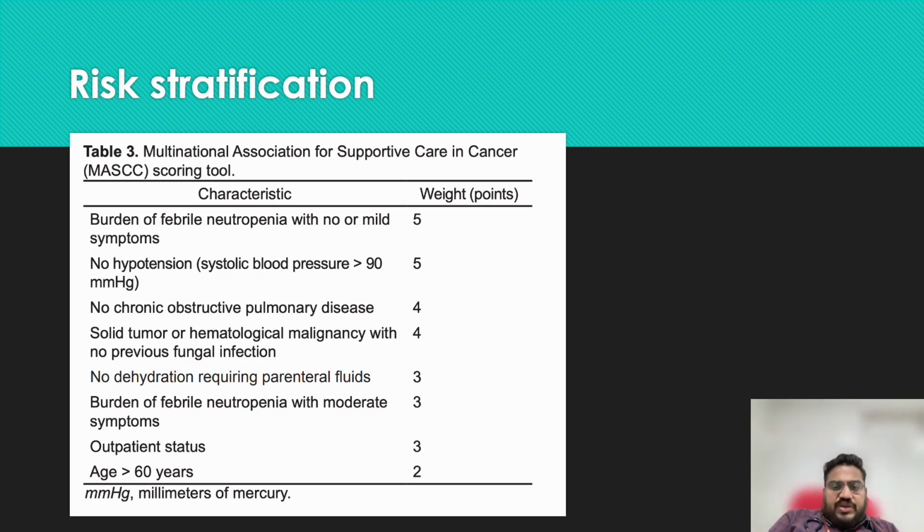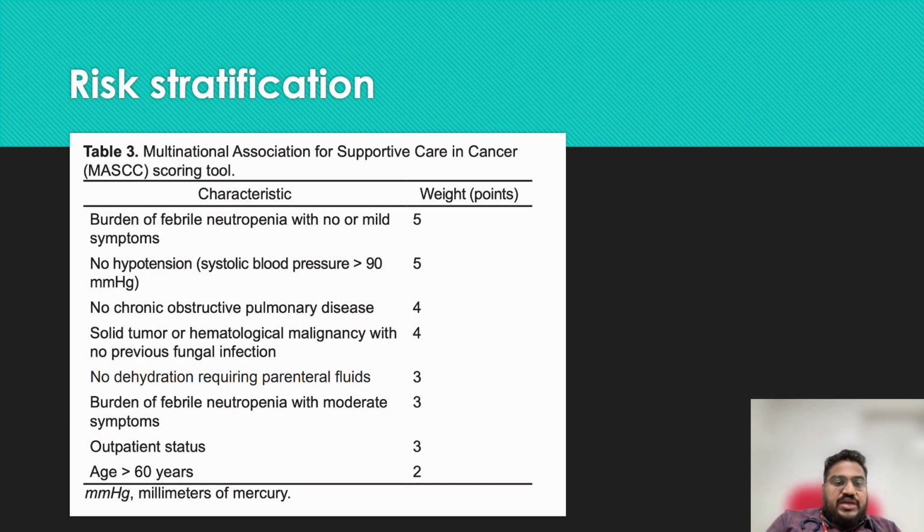The common factors they consider: burden of febrile neutropenia with no or mild symptoms, you give a weightage of 5 points, and no hypotension, again 5 points, and no COPD history, we give 4. Solid tumor or hematological malignancy with no previous fungal infection, again 4. No dehydration requiring parenteral fluids, we give 3. Burden of febrile neutropenia with moderate symptoms, we give 3, and outpatient status again 3, age less than 62. So this is the weightage. If it is above 21, the risk is low. So that is one criteria that we can use.